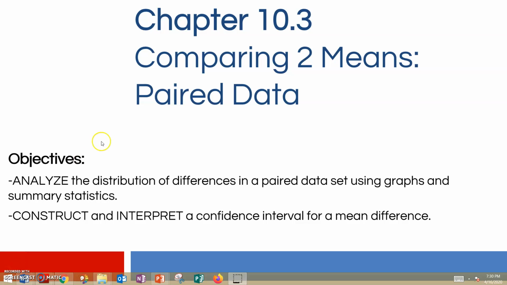Hi everyone. Today we're going to continue with comparing two means, looking at paired data. This is our second day on this topic. And last time we weren't able to quite make the full confidence interval. So we are going to look at that and we'll go through the whole SPDC process for a confidence interval for a mean difference.